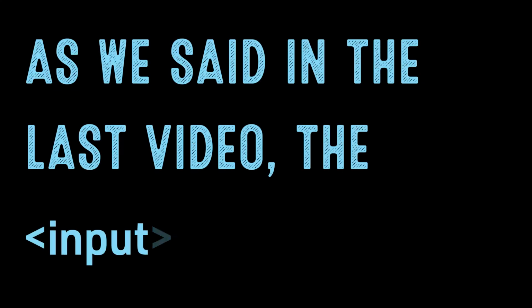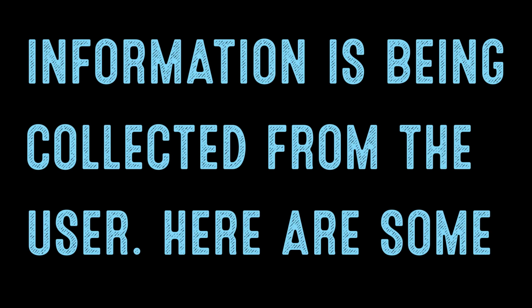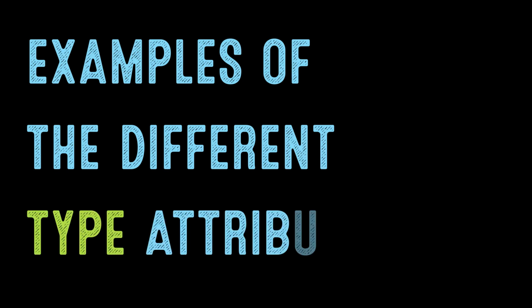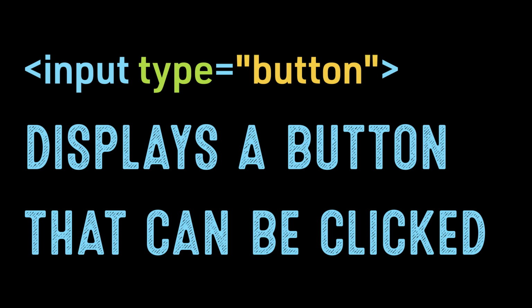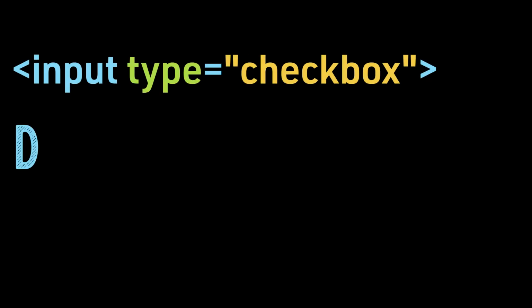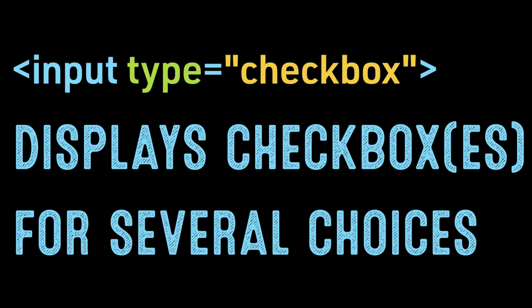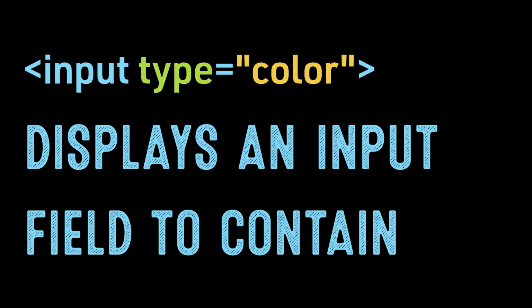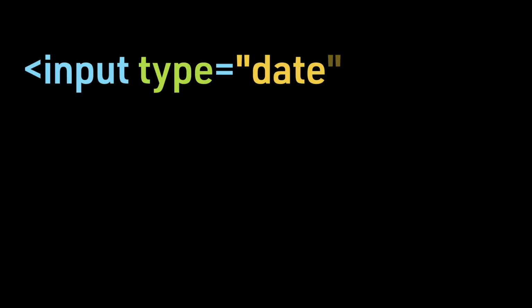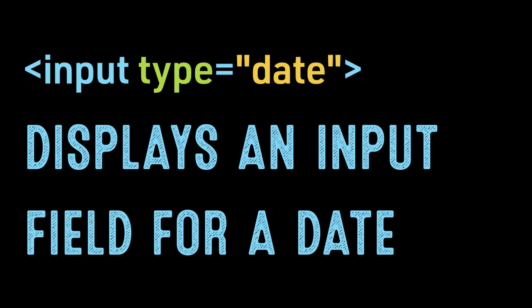As we said in the last video, the input element is used with the type attribute to determine what information is being collected from the user. Here are some examples of the different type attributes. Input type button displays a button that can be clicked. Input type checkbox displays a checkbox for several choices. Input type color displays an input field to contain a color and may display a color picker depending on the browser support. Input type date displays an input field for a date.